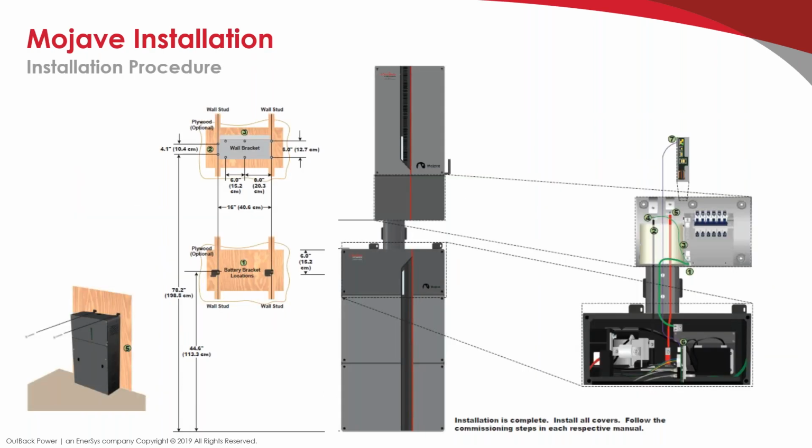Okay, so if you look at the illustration on the right-hand side, you'll see between 0.4 and 1, which is the negative battery bus bar, and the chassis grounding bus bar.